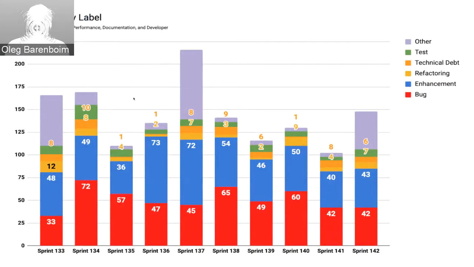In terms of bugs versus enhancements, we also kind of held steady against Sprint 141. So an even split between bugs and enhancements. And there was a bunch of other things that were done in the purple, which are usually us just trying to improve the developer experience.